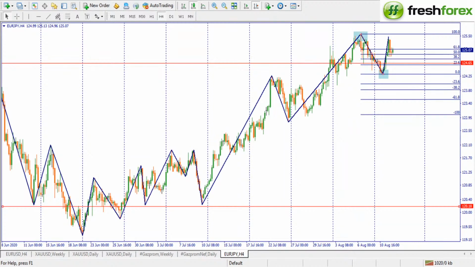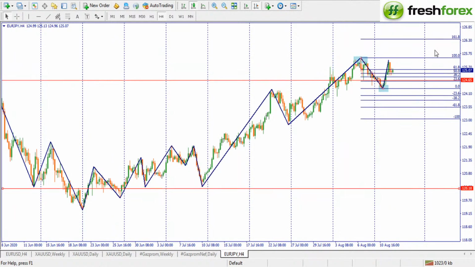So like in this case, if you were to buy above this level, our take profit needs to be here, 161.8. If we were to sell it, our take profit should be at minus 61.8.